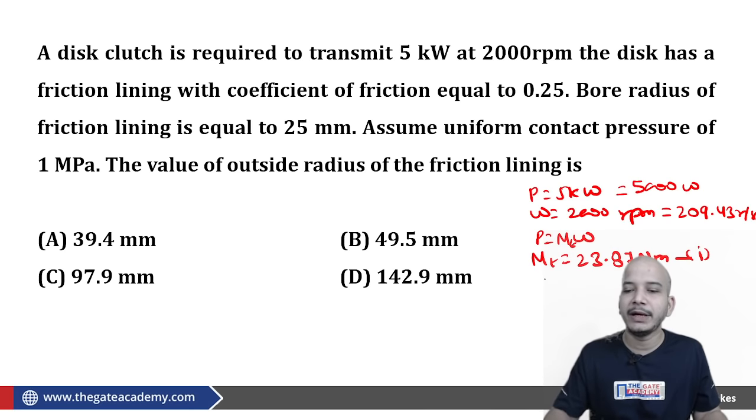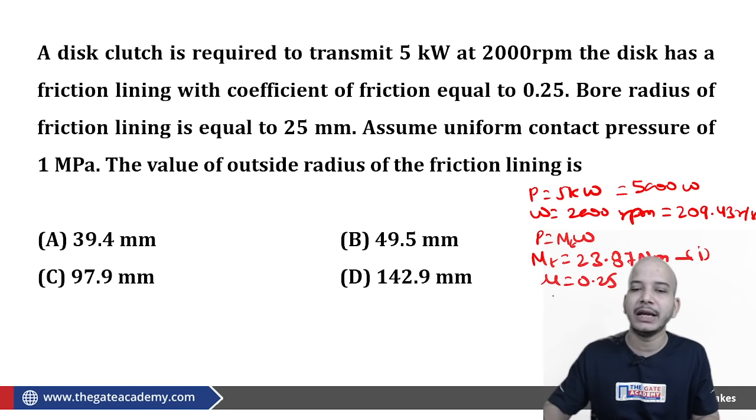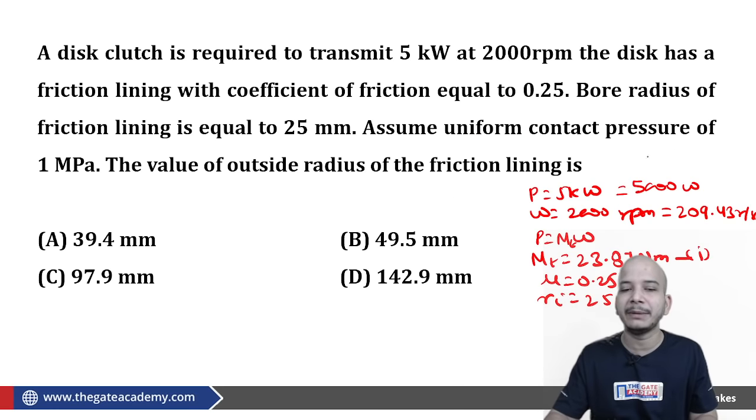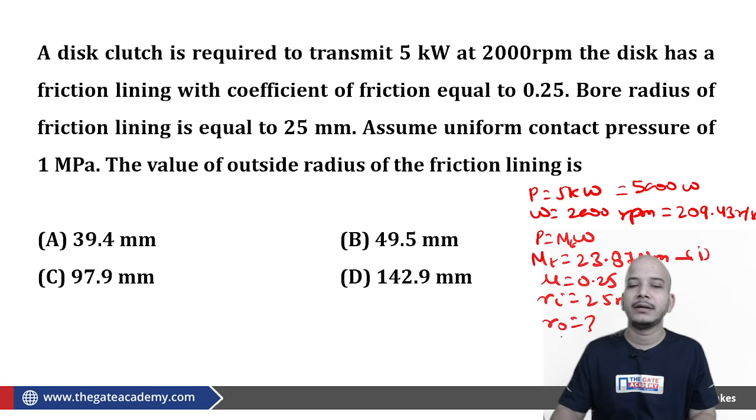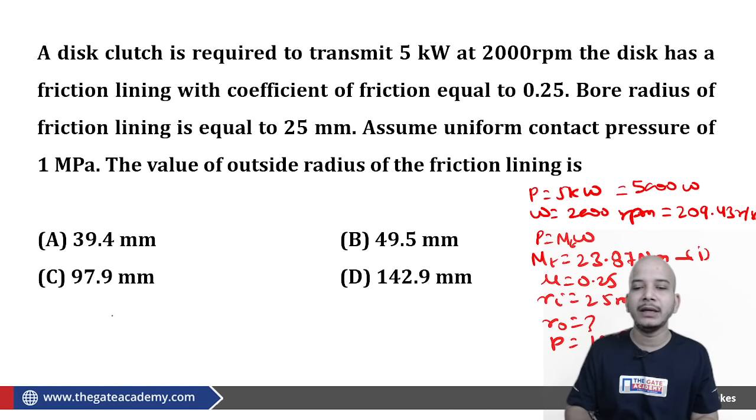After that, the friction is provided, mu is also provided in the question, which is 0.25. The bore radius of the friction lining is Ri, they are providing to be 25 mm. Assume the uniform contact pressure of 1 megapascal. The value of outside radius of the friction lining is to be found. So as far as Ri is concerned it is 25, Ro we need to calculate. P they are telling us, which is 1 megapascal. Straight away they are talking about a uniform contact pressure, so uniform pressure theory we have to apply.